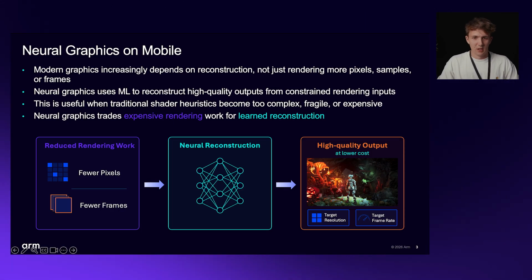rate. And in our approaches, we're not aiming to hallucinate or guess what the output is, rather reconstruct it from some input data and then use ML to replace heuristics, which traditionally might have been hard to get right. So the idea is we're trading expensive rendering for learned reconstruction. And this is particularly useful on mobile, where we have more limited power and compute budgets. And it's something we've been working on for a fair while now at ARM, and the aim of which is to make neural graphics practical on mobile.